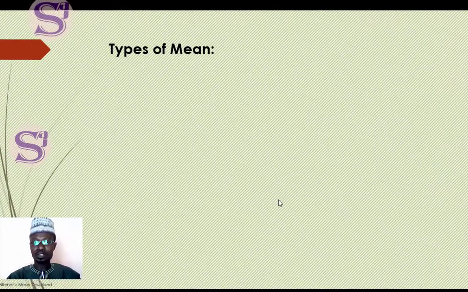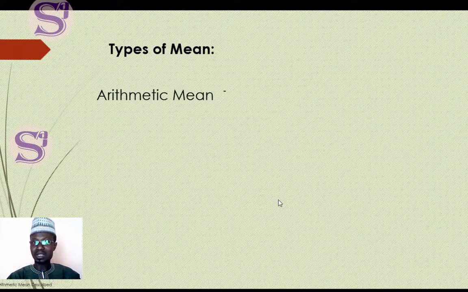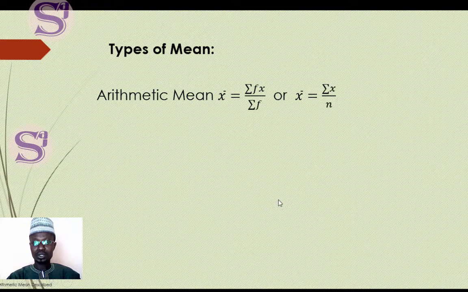There are various types of means. We have the arithmetic mean, which is denoted by x bar, and the formula to compute it is summation of the product of frequency and observations divided by the summation of the frequency. This formula is applied only when the data set is grouped. However, if the data set is not grouped, then the formula to compute the arithmetic mean is summation of the observations divided by the number of observations.